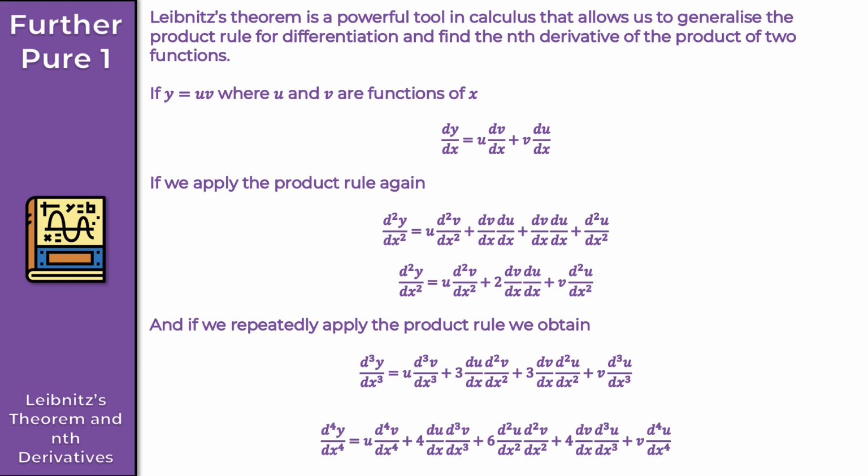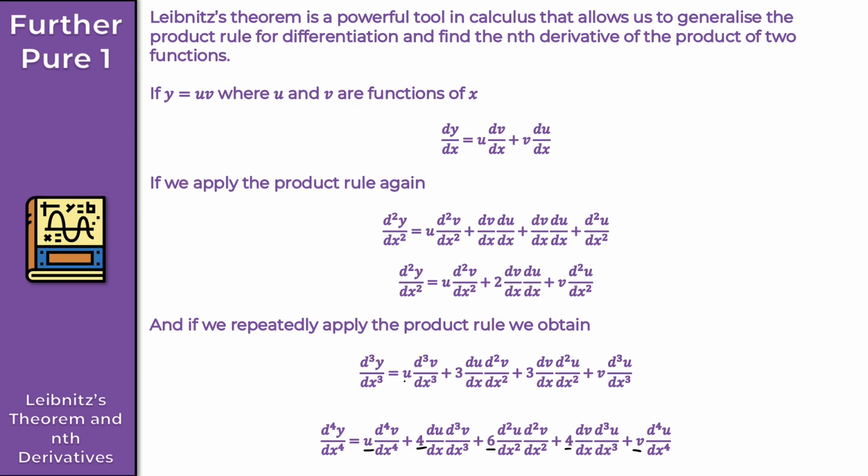And just one more time for good measure. For the fourth derivative of y, that's equal to u times the fourth derivative of v plus 4 lots of du by dx times the third derivative of v plus 6 lots of the second derivative of u times the second derivative of v plus 4 lots of dv by dx times the third derivative of u, and then finally v times the fourth derivative of u. Now, you might be able to spot the pattern happening here, and what I'd recommend is just looking at the coefficients. So 1, 4, 6, 4, and 1 here.